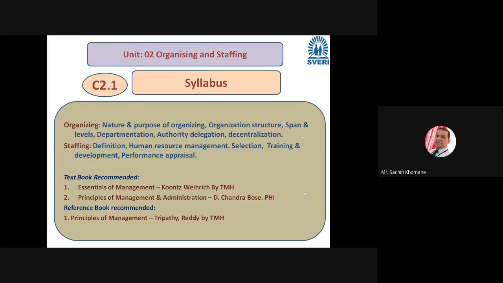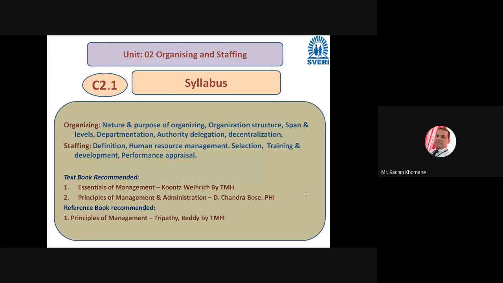In total, 6 hours are necessary to complete this particular chapter, and staffing needs 3 hours. In staffing, we understood that staffing is a function of manager, right? Where the manager chooses the right person for the right job. So staffing is nothing but choosing the right person for the right job, or sometimes people take the meaning as recruiting people for certain tasks.